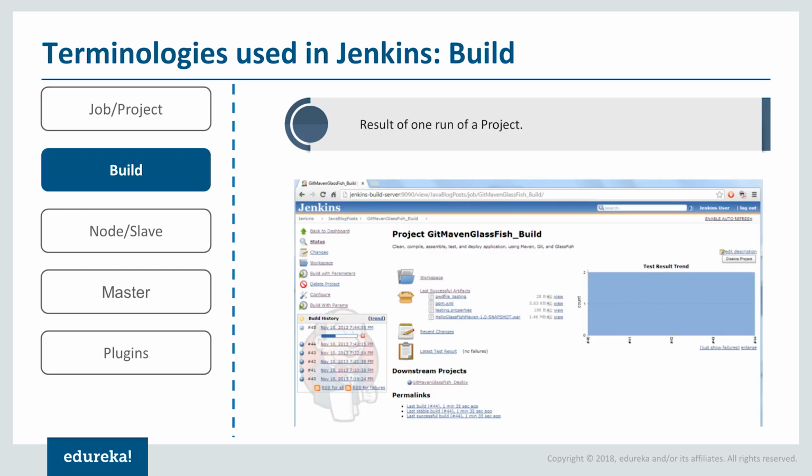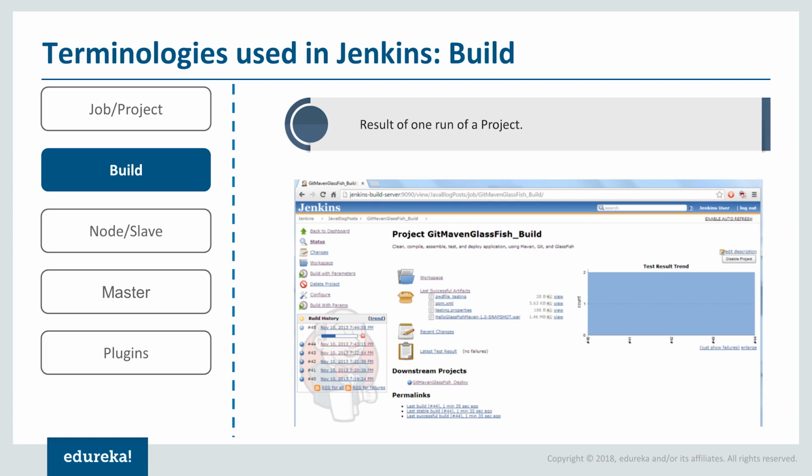Next is a build. A build is basically when you run your project or your job, each iteration of that job is typically referred to as a build. If you see in this screenshot, we have this project called Git Maven glassfish_build. And it has a number of builds already there, build history as you can see. And the 45th build is being executed when this screenshot was taken.